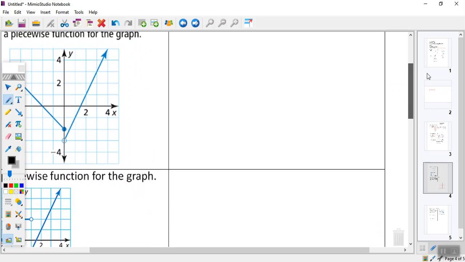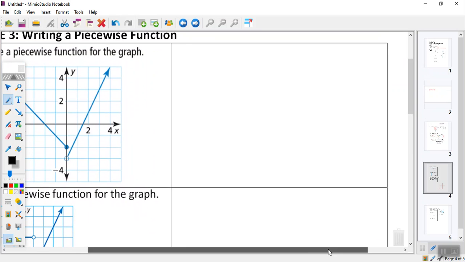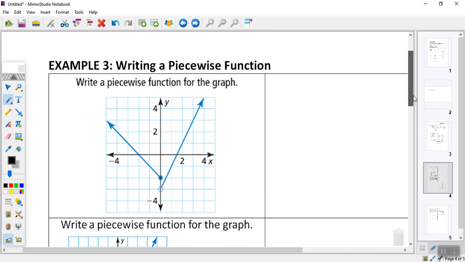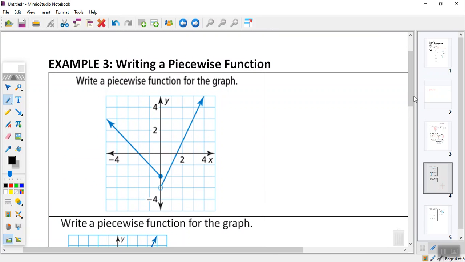Guess what we have to do here, kids? Instead of graphing, what do we have to do? We have to write it. Okay? And it's not that big of a deal. We're going to do just the exact opposite of what we did. Instead of being given a piecewise function and saying, hey, form me a graph, they're going to switch the roles around on you and say, here's your graph. Let's form a piecewise function.